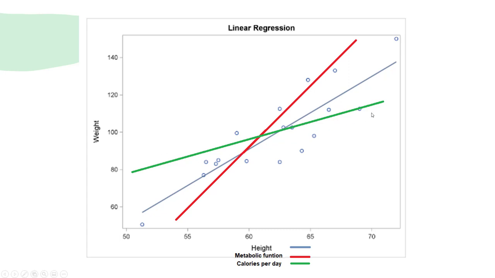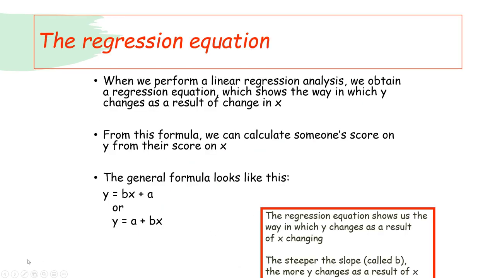So this green one doesn't fit very well. This red one doesn't fit very well. So metabolic function and calories don't fit very well. But the best fit is the height. It goes through most of the dots. It's accounting for most of the variance. So I hope you can see that in a visual graph.